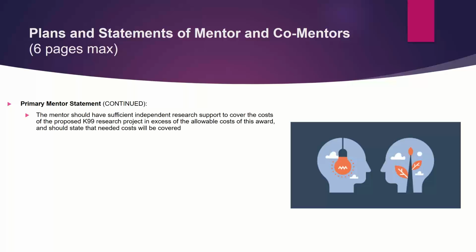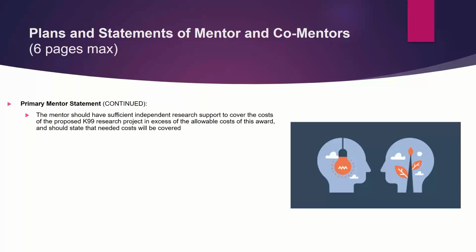We're going to keep going with primary mentor. So the mentor should have sufficient independent research support to cover the cost of the proposed K-99 research project in excess of the allowable cost of this award, and should state that the needed costs will be covered. So for example, you just made your budget. The max direct costs are $95K.